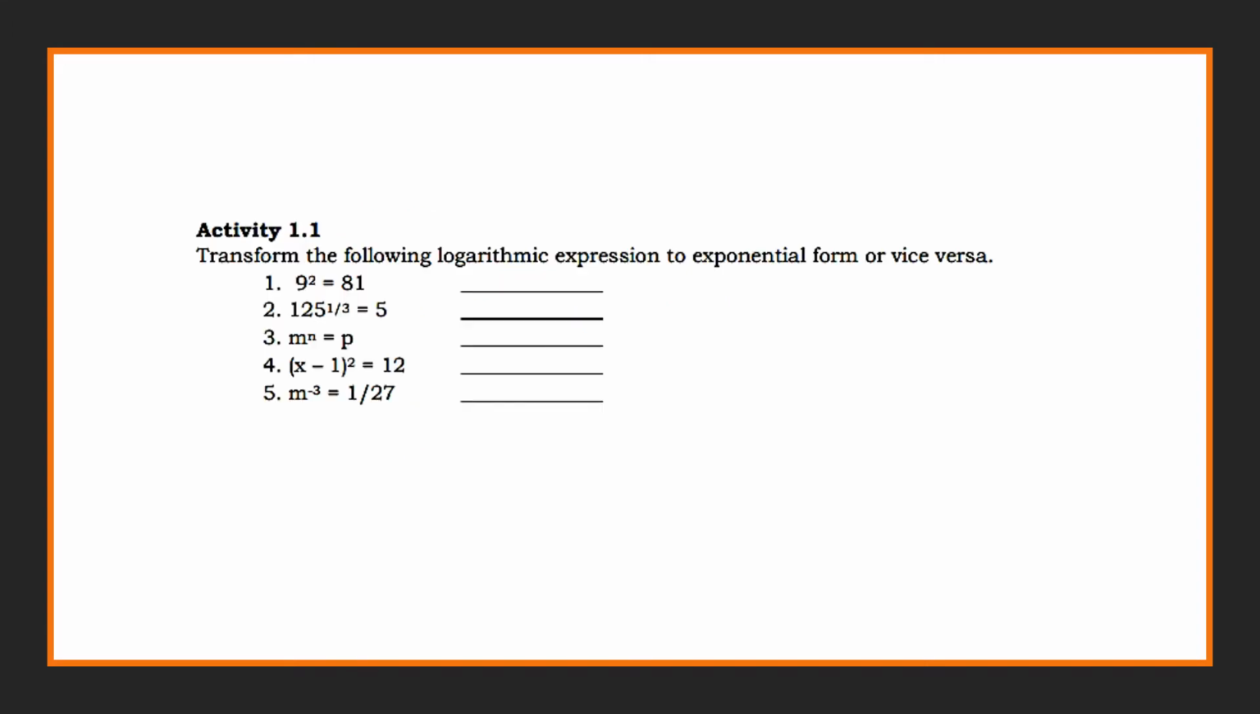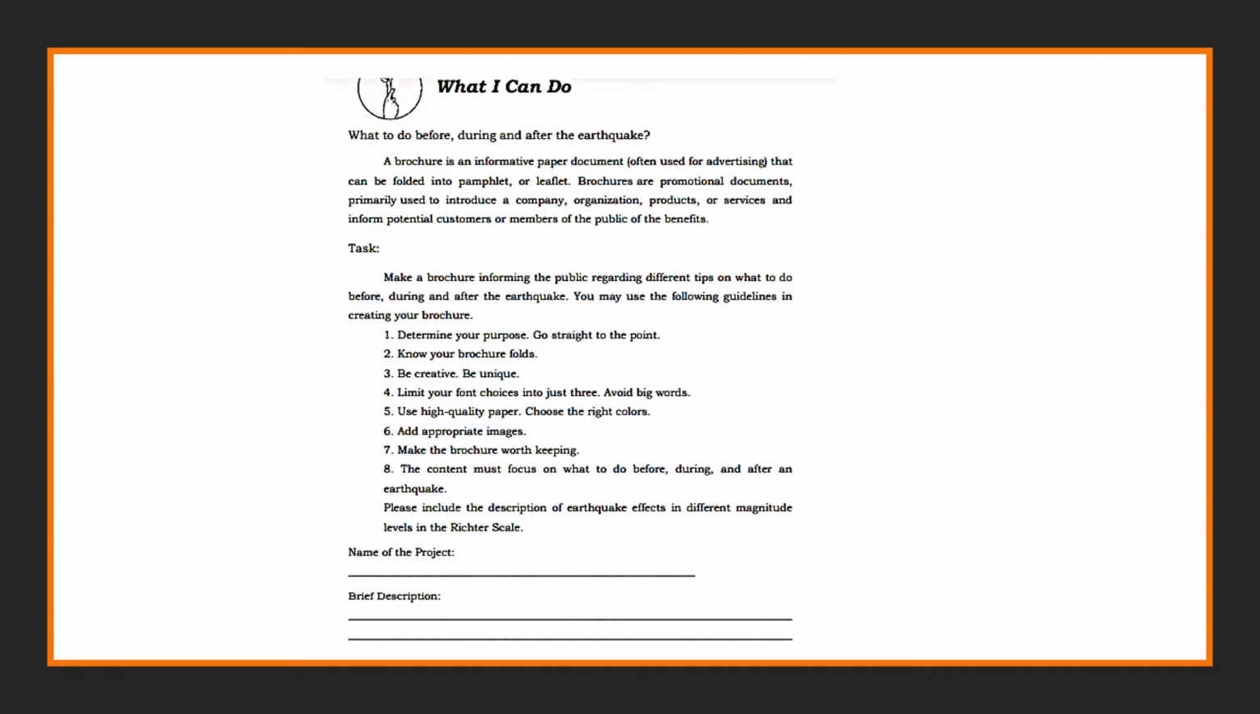Rewriting. Now, for your activity, you have to transform the following logarithmic expression to exponential form or vice versa. So, when the given is logarithmic, make it exponential. When the given is exponential, make it logarithmic form. So, that is your activity. 5 items only. Then, do the what I can do.